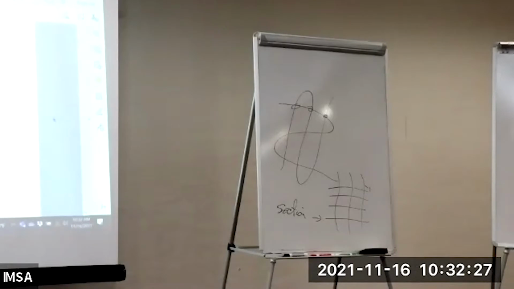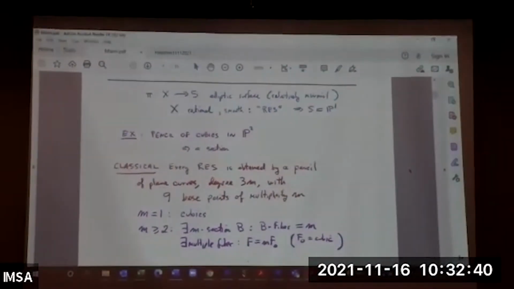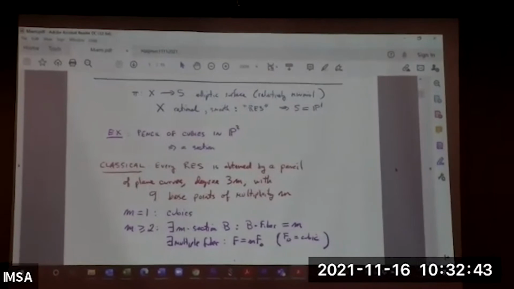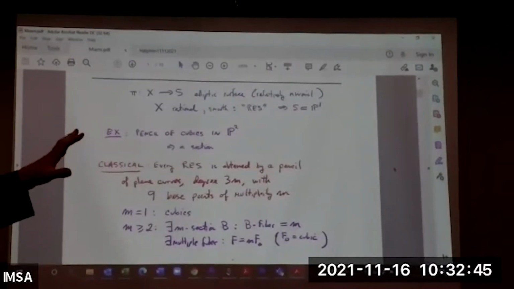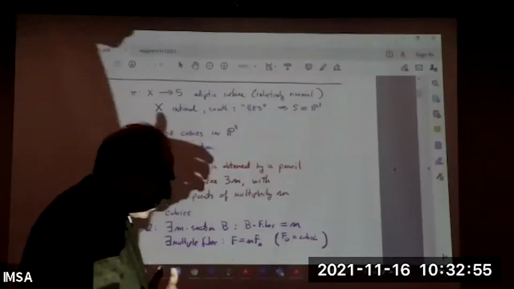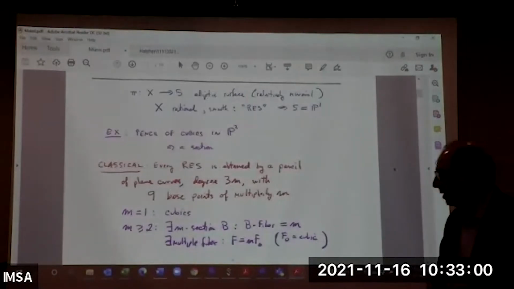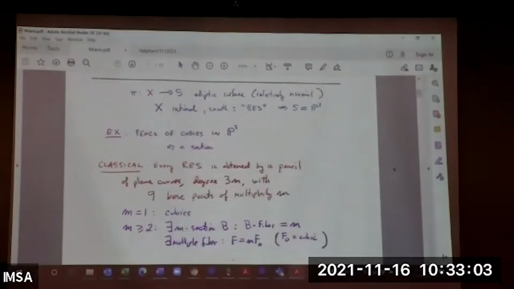So it's been classically known that every rational elliptic surface is obtained by a pencil, but not necessarily of cubics, of curves of degree 3m, cubics, sextics, nonics, etc., with 9 base points. It's like this, but the base points have multiplicity m in the pencil. So when m is 1, you have cubics. When m is more than 1, you don't have cubics. And the case when m is 2, for example, is the case of sextics.